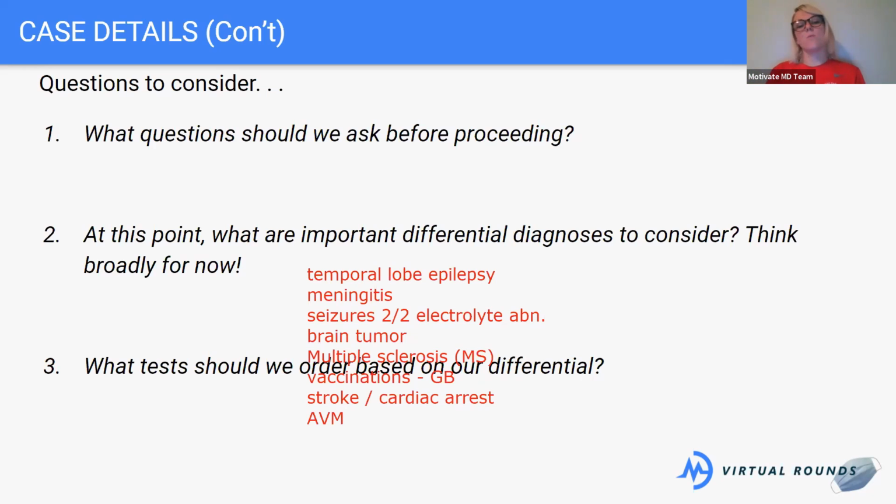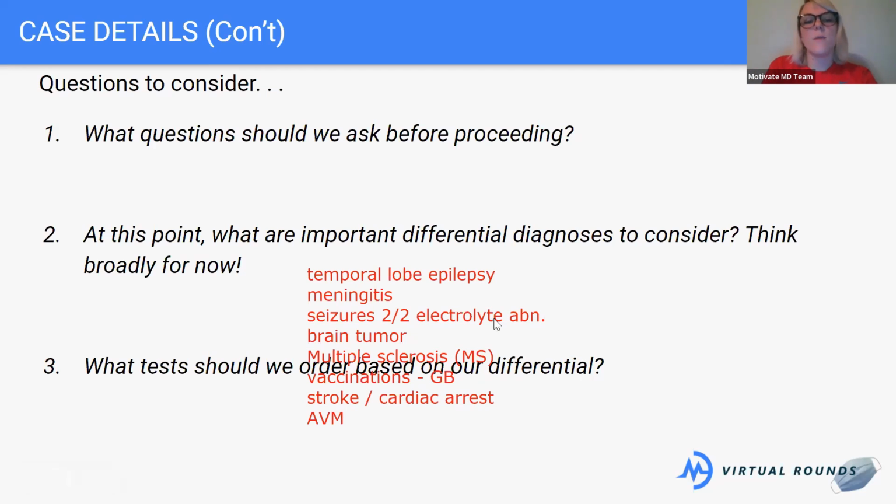So CMP will look at the electrolytes. That's the complete metabolic panel. The other counterpart for the electrolytes is the basic metabolic panel. The difference between the two is that the complete metabolic panel has liver enzymes, whereas the basic metabolic panel does not. So we might consider that. There might be something going on with the liver that can cause problems systemically.